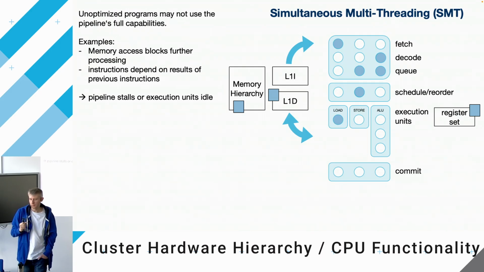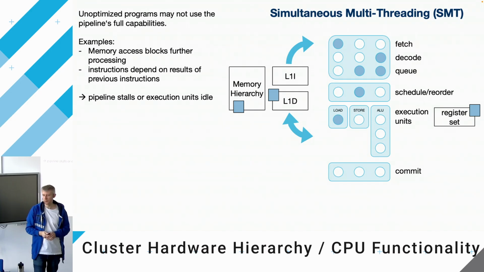But then we can also do something called simultaneous multi-threading. In this case, we can run multiple programs at the same time, and with program, I mean threads. Threads are like instruction streams, and these threads don't even have to belong to the same process. They can be different processes.